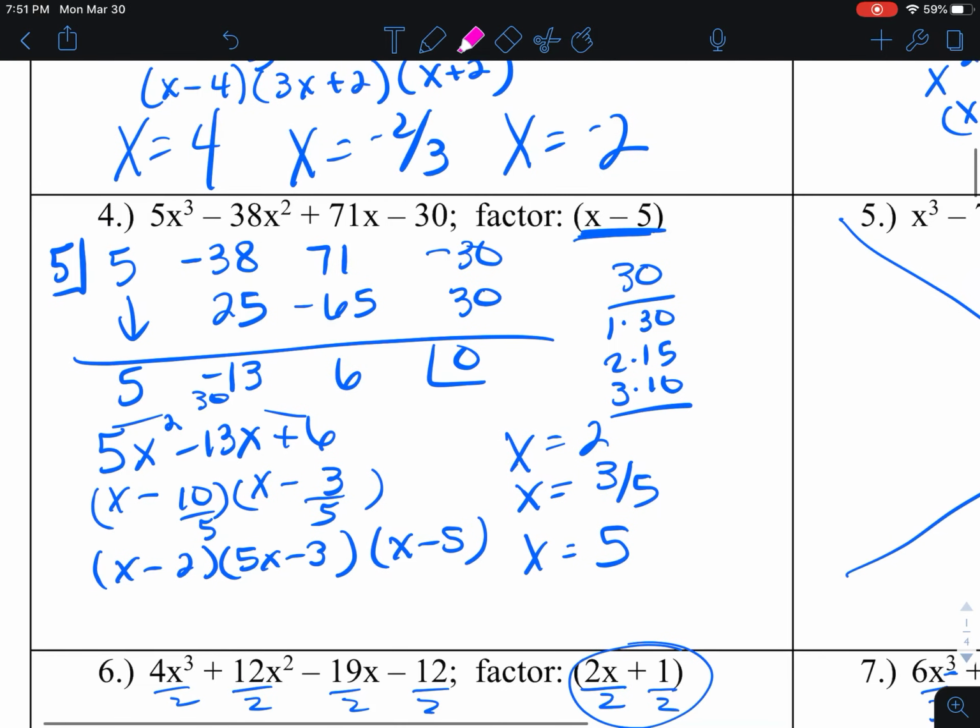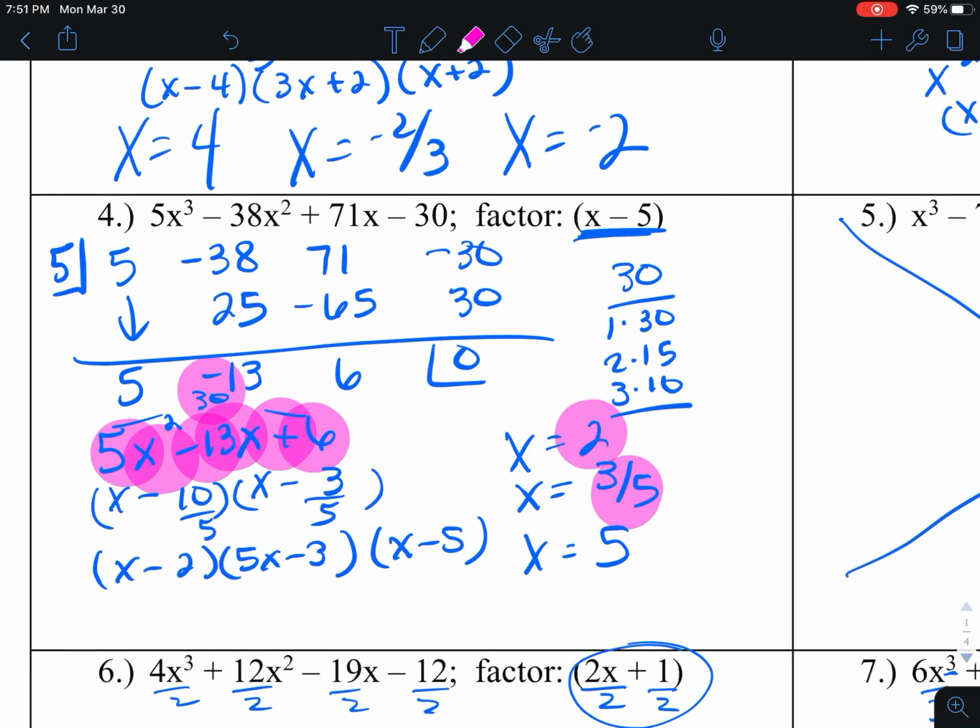All right. Number 4, I feel like this one was pretty simple. +5 on the outside. You end up with 5x squared minus 13x plus 6, so you end up with that down there. And then I did 5 times 6 gives me 30. So I'm looking for factors of 30 that add to give me 13, which was 10 and 3. Went through and did all that and end up with my zeros of 2, 3/5, and +5. Again, if you don't understand that, please ask questions.